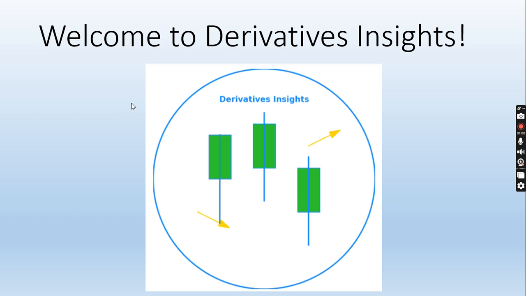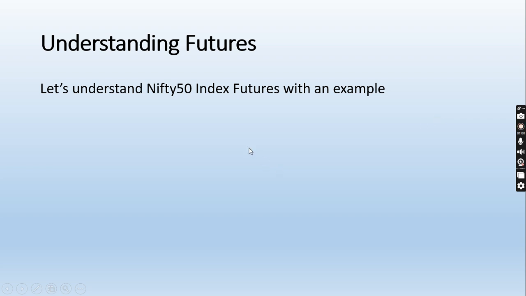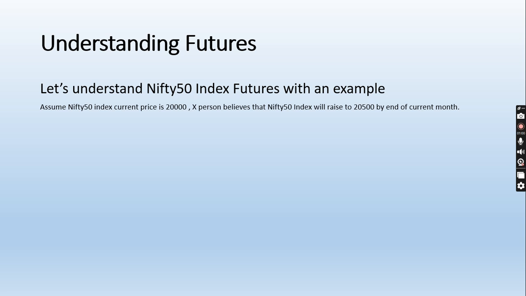In previous videos, we have discussed derivatives and types of derivatives. Today we will discuss futures with an example. Let's get started. Here today I am taking the example of the Nifty 50 index as an underlying asset. For the corresponding Nifty 50 futures, we will take an example and discuss how the payoff graphs will look.